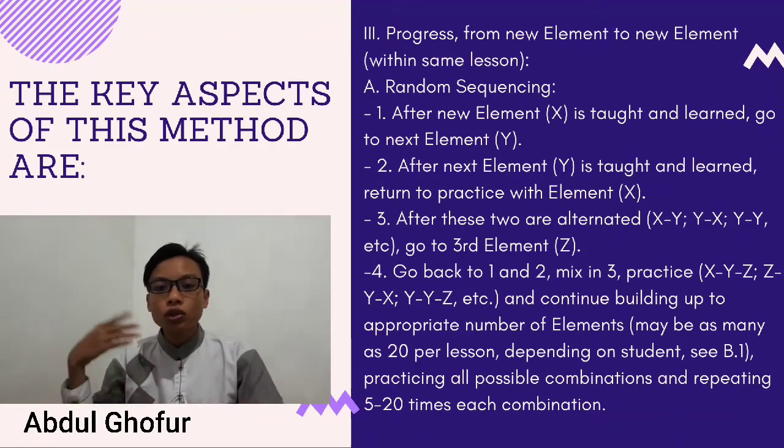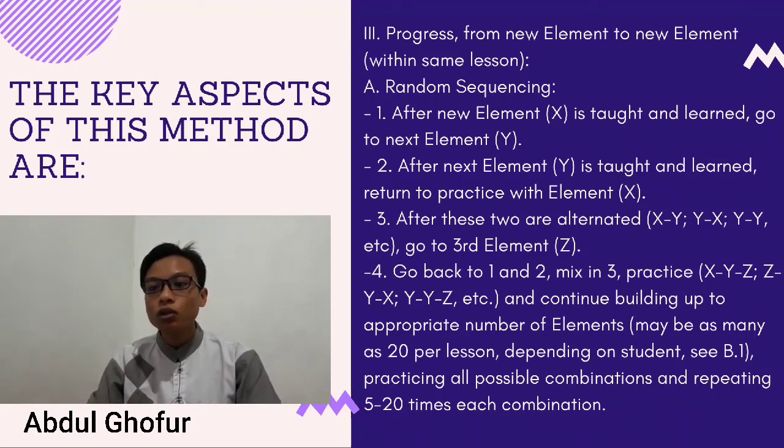Okay, let's continue to the third subchapter of the key aspects of this method. Number 3, progress from new element to new element within the same lesson. And the first, random sequencing. Number 1, after a new element, this is variable x, is taught and learned, go to the next element, it's y. With this kind of learning, it certainly reduces the level of boredom and increases knowledge for students.